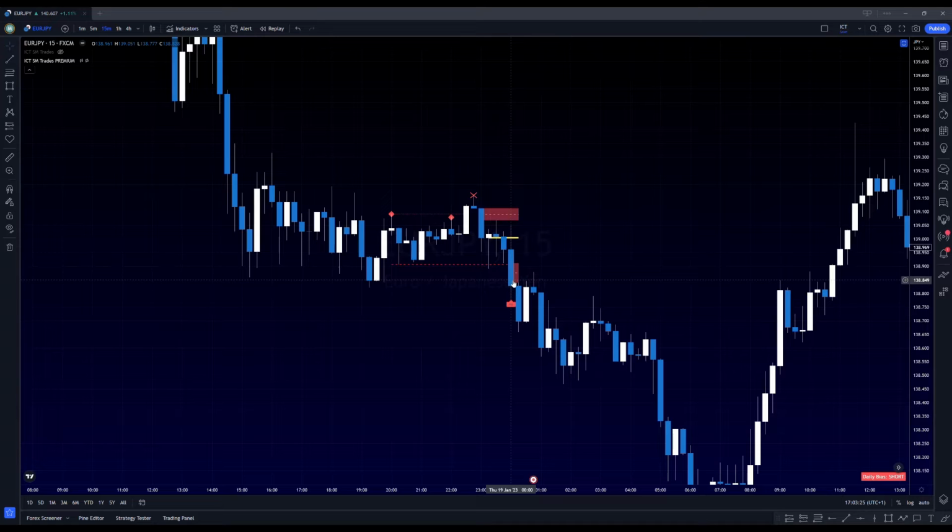This action is called market structure shift, or break of structure, when the price shifted very fast from highs to lows. So from highs it shifted very fast to the lows.